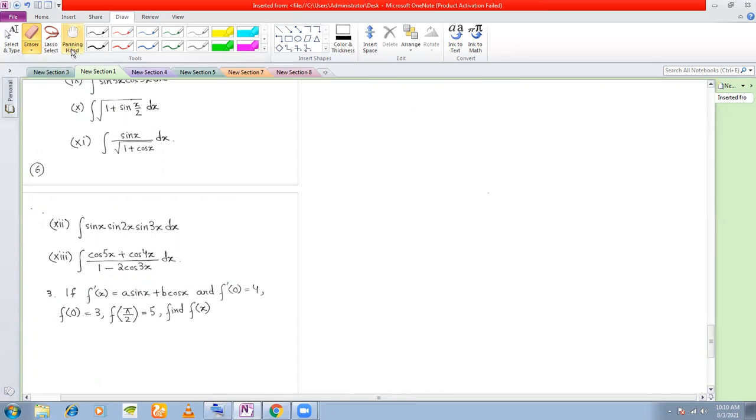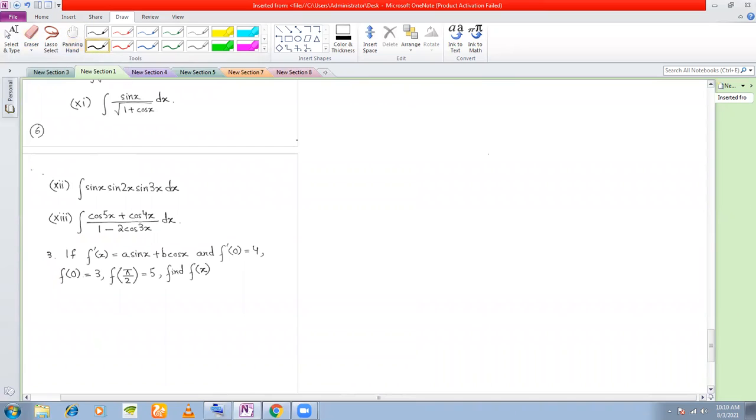Moving on to the next problem. Now this is a product of three trigonometric functions. Number 12. Now when you see a product of three trigonometric functions, try to change them to a sum taken two at a time. Okay, so let's write this as I is equal to half 2 sine x sine 2x, and you have sine 3x.